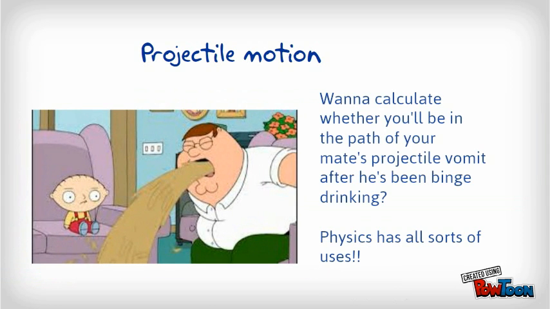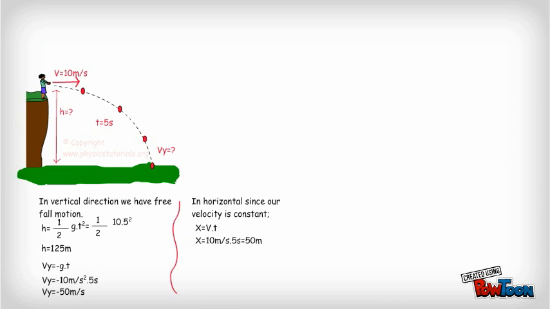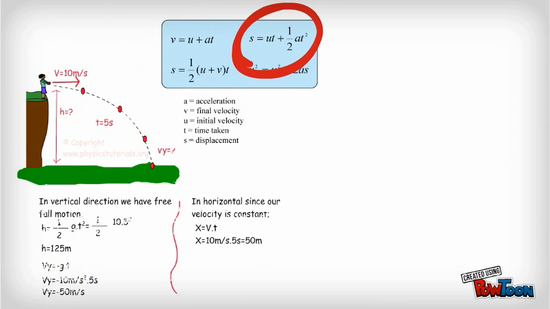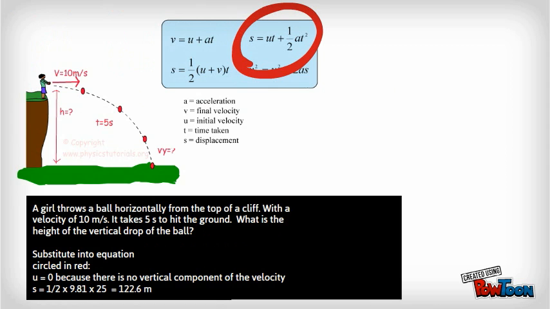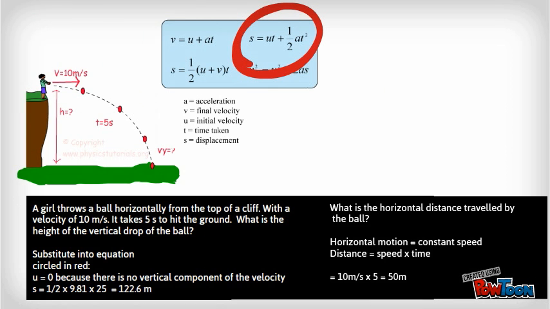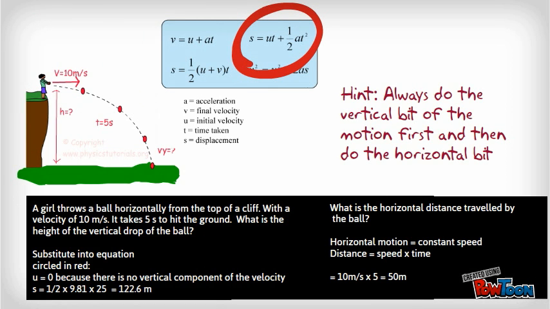Moving on to projectile motion, which is quite useful if you want to calculate all sorts of different things. The first example we're going to look at is a girl who throws a ball horizontally from the top of the cliff. The ball has a horizontal velocity of 10 meters per second, and it takes 5 seconds to hit the ground. In this exam question you are asked to find the height of the vertical drop of the ball and also the horizontal distance travelled by the ball.